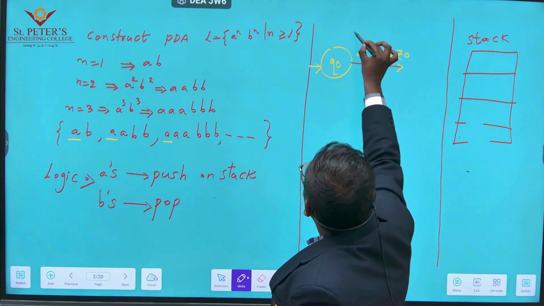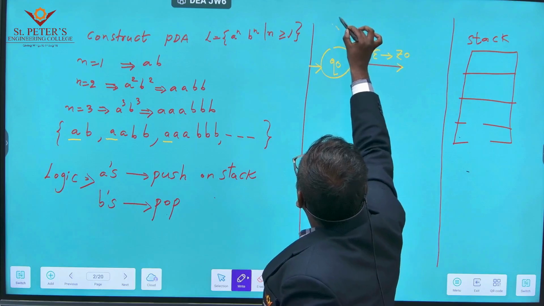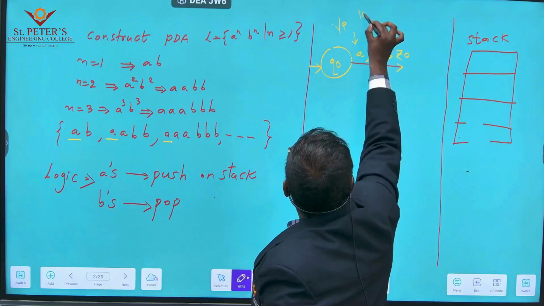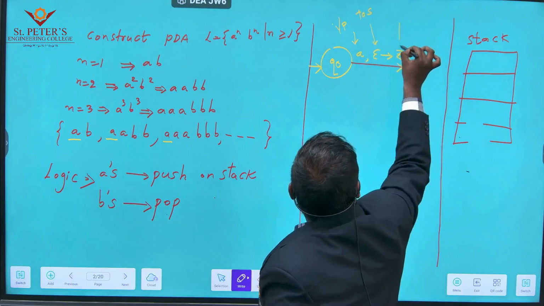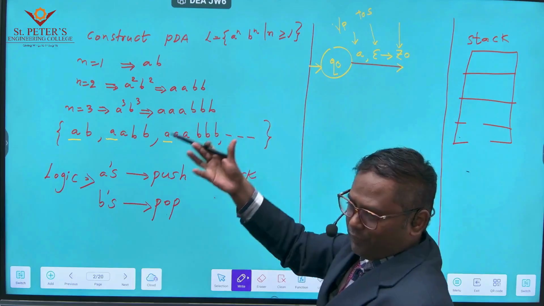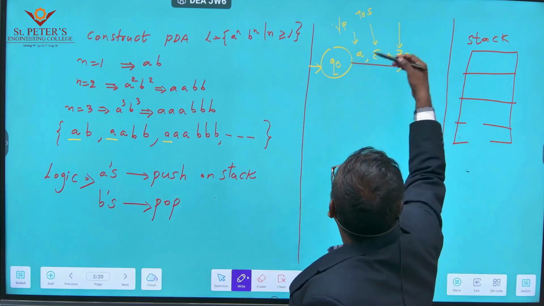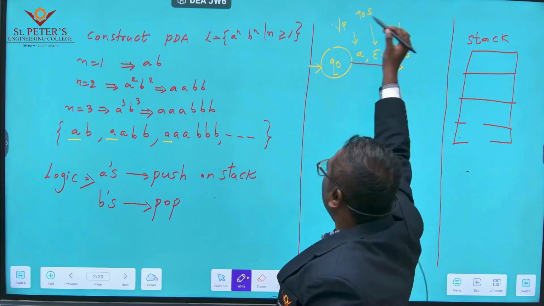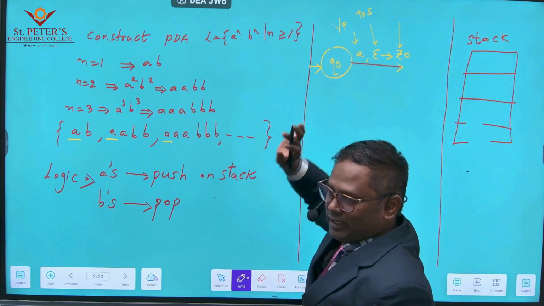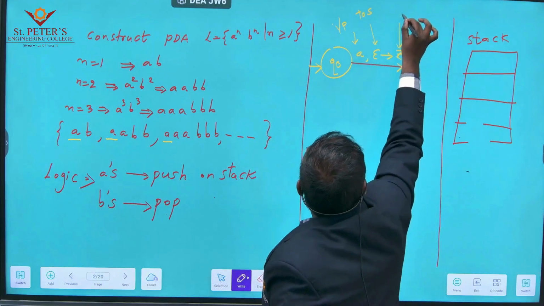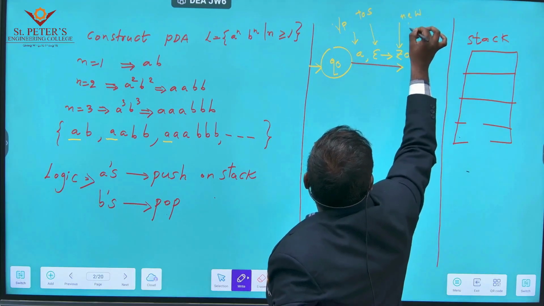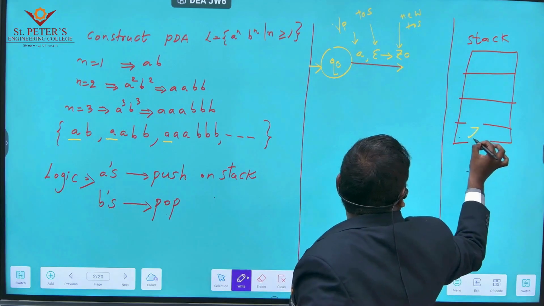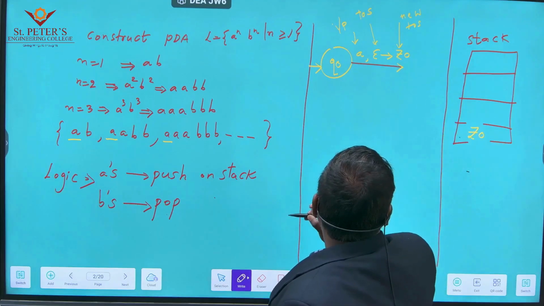So this is your input value. The second one is your top of stack value, and the third one is the action you are performing. Initially your top of stack value is epsilon, but still you are inserting Z0. This is the new top of stack value. This is for our indication. So I am going to add Z0 onto the top of stack.